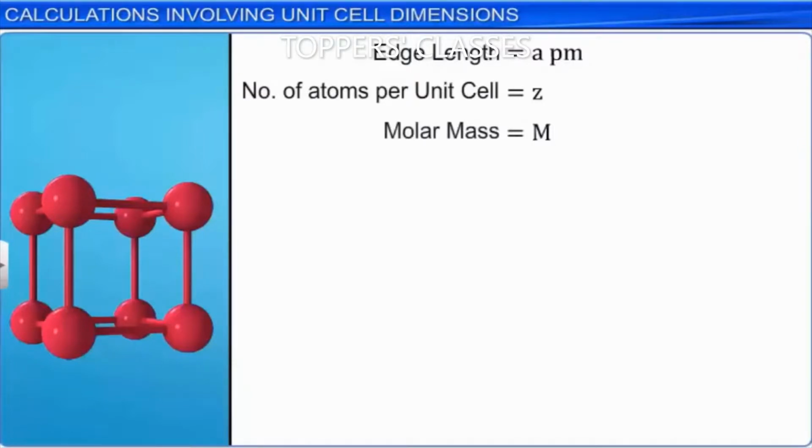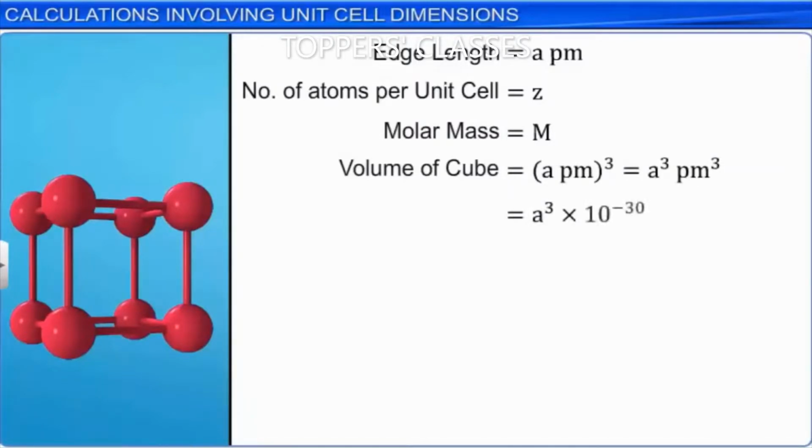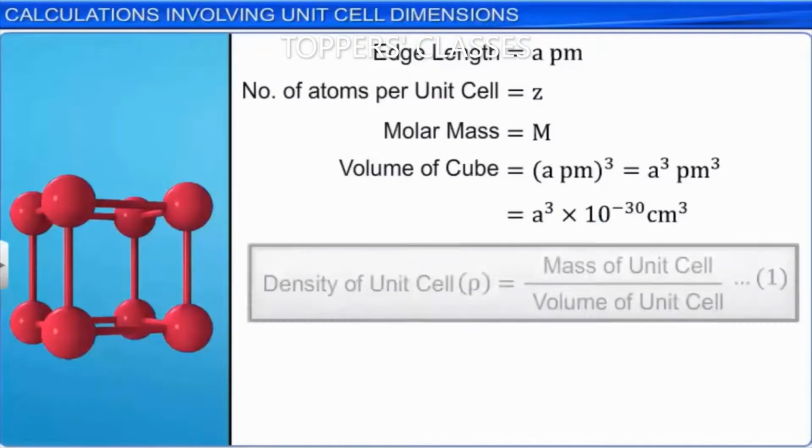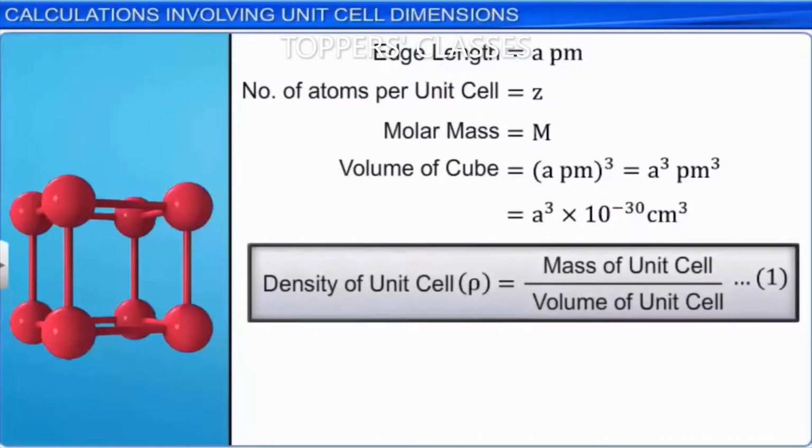The volume of a cube is equal to a cube picometer cube, which is equal to a cube into 10 to the power minus 30 centimeter cube. You already know that density of a unit cell, rho, is equal to mass of the unit cell divided by volume of the unit cell. Let this be equation 1.